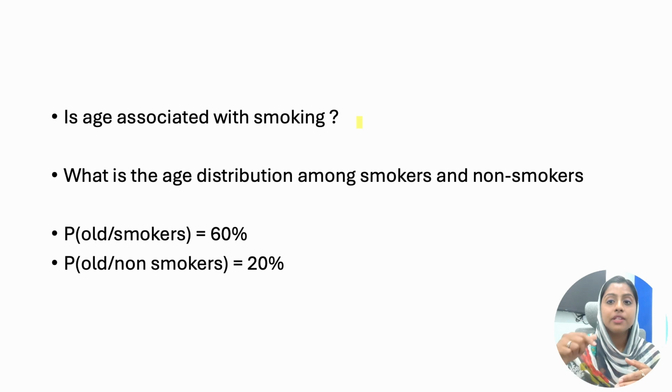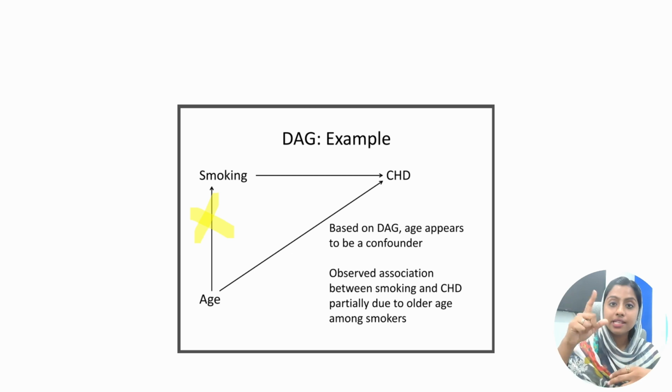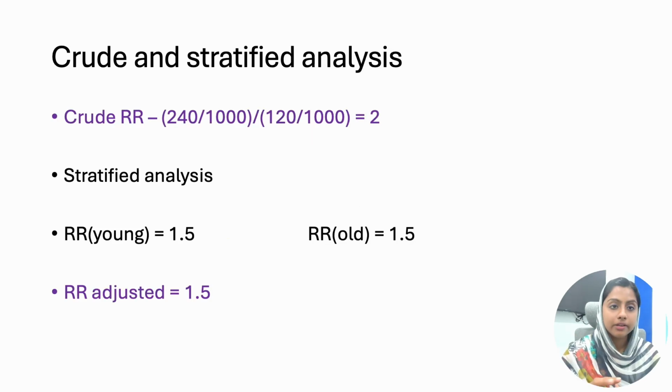Now we need to know if there is an association between age and smoking. So what we do is we take these two groups of smokers and non-smokers, and then you see the age in these two groups. And what you can find is that there are more elderly people among the smokers. So then you actually tick off the second arrow as well, which is age and smoking. So this is how you actually identify a confounder, by using this directed acyclic graph.